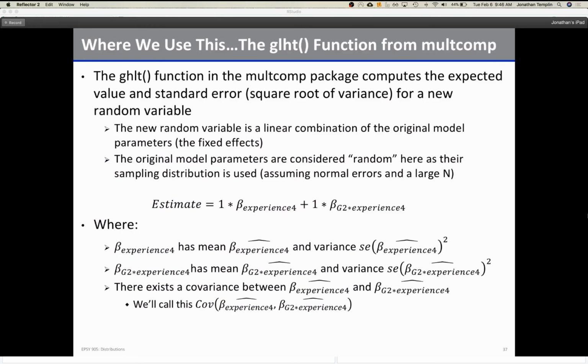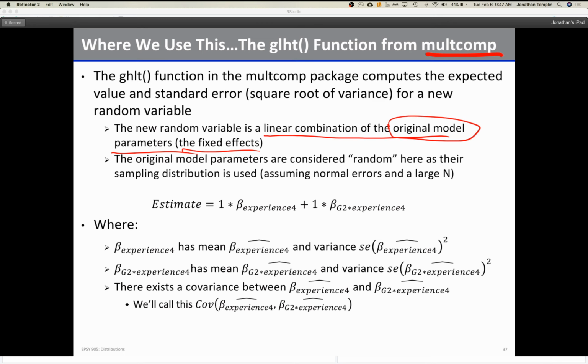It turns out that the glht function, the thing that shows up all the time from the multcomp package, is why we use this. What we use the glht function for is a linear combination of the betas, or the original model parameters, the fixed effects in a linear model. If we consider these things random, and we're using maximum likelihood, we're going to find out that the result we get from the linear model is equivalent to maximum likelihood, although we use least squares to get it. More details forthcoming in future lectures.